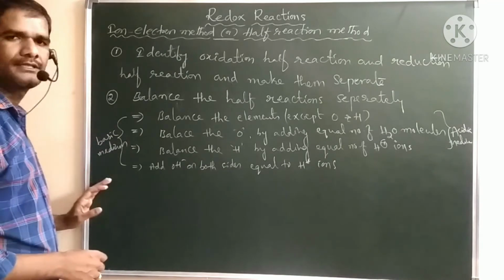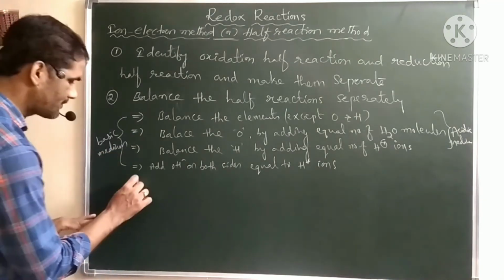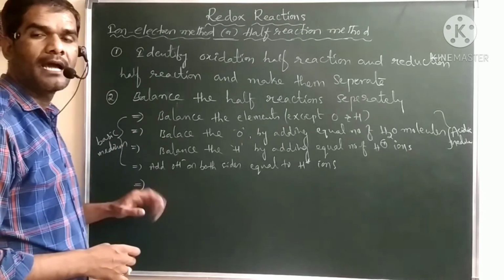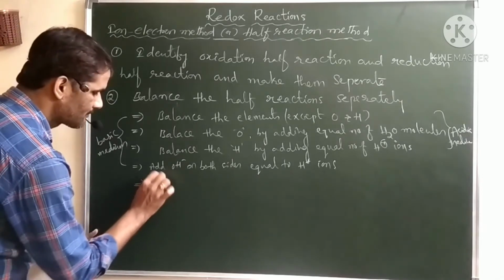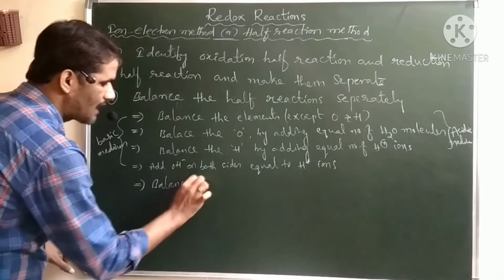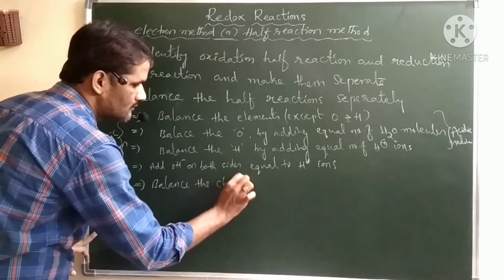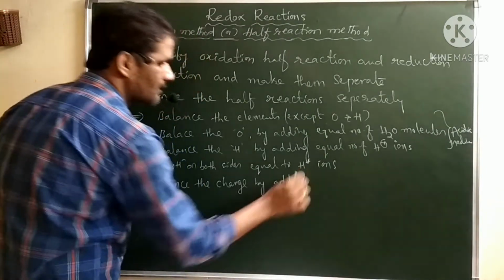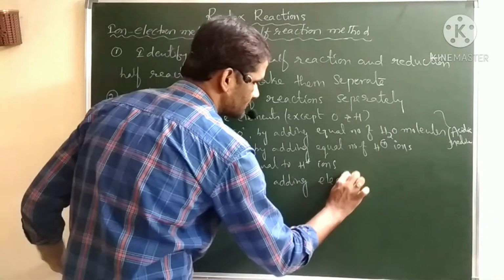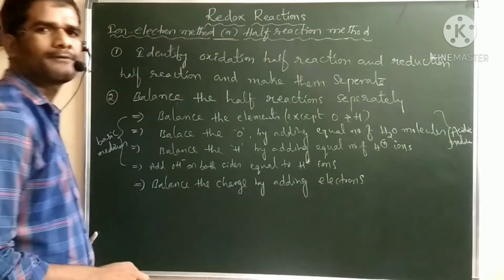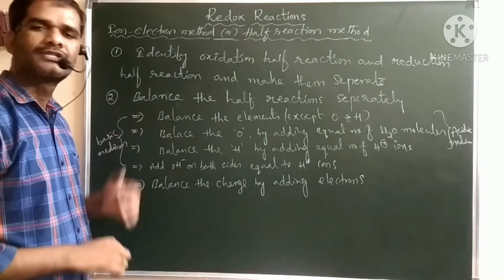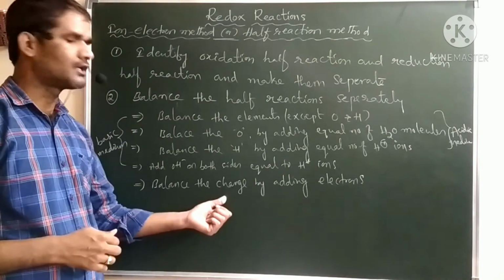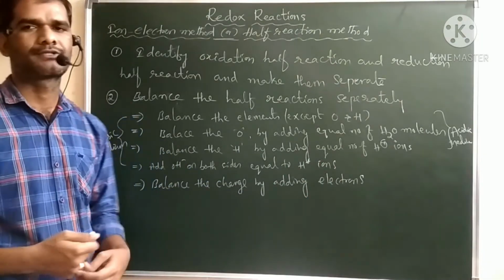After using these four steps, in the last step of the individual balancing, we have to balance the charge by adding electrons. In the oxidation state method, we initially balance the change in oxidation state. But in the ion electron method, at the last step, we have to balance the charge by adding an equal number of electrons.